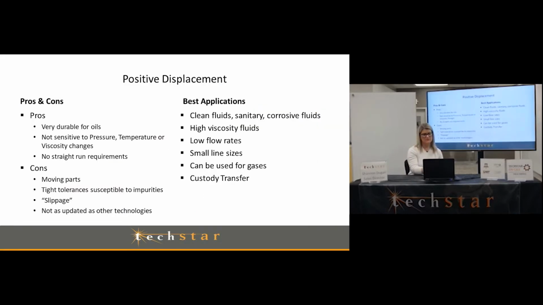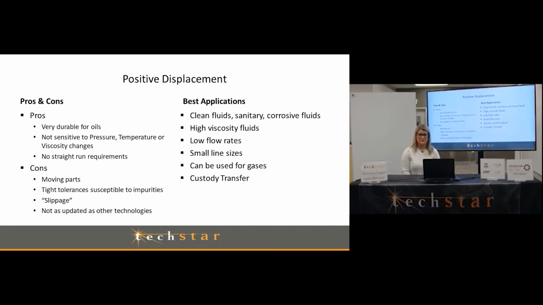If we look at applications where we want to use this, it's good for oils. It's not very sensitive to any kind of pressure or temperature changes or even viscosity changes, which is really good. And it has no straight run requirements. I failed to mention on some of the other ones that with a differential pressure or vortex or turbine, you're going to have a certain amount of straight run in order to obtain a fully developed flow profile. With positive displacement, you don't have to have that.